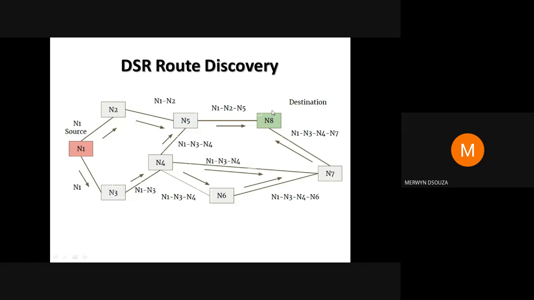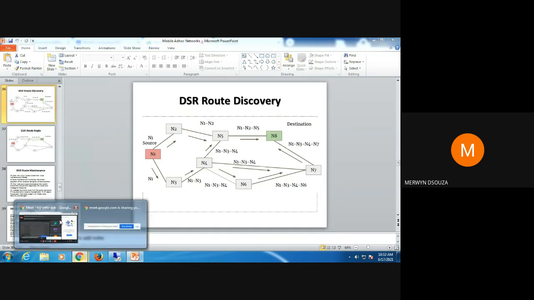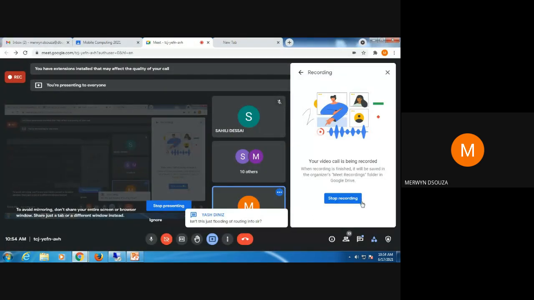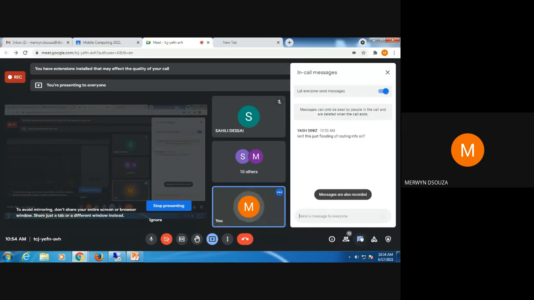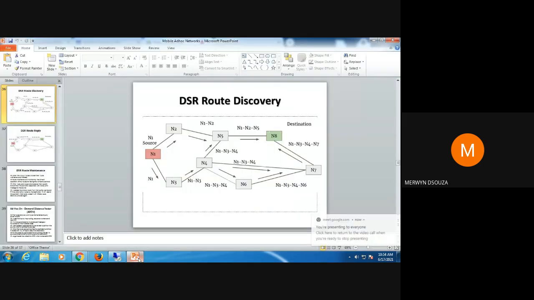Have you all understood here? Any doubts about this slide? Yeah, you're basically flooding it across. You're just flooding that information. This is done only as and when you require to send the packets to that destination. Yeah, correct. Any other question? Do you well understand what each of these things mean on this slide? Does anyone want me to re-explain it?